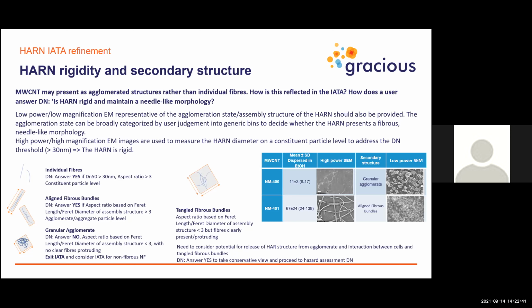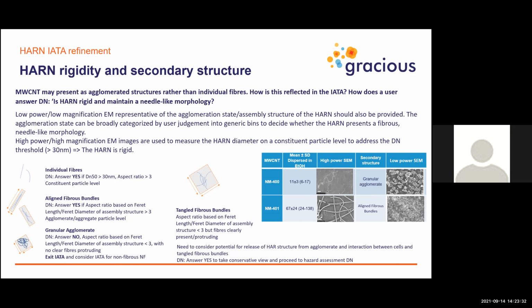And we've proposed that this agglomeration state can be broadly categorized by user judgment into generic bins to decide whether the HARN presents as fibrous, with a fibrous needle-like morphology, or more as granular agglomerates. So this just shows some of our suggested categorization. Individual fibers or line bundles might both meet the criteria of WHO fibers at the constituent HARN or individual HARN level, or the agglomerate level respectively. Whereas granular agglomerates will be defined as agglomerates which clearly do not present a fibrous morphology, and whose aspect ratio is less than 3.